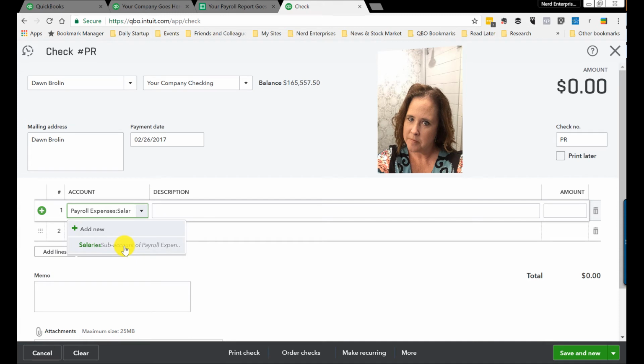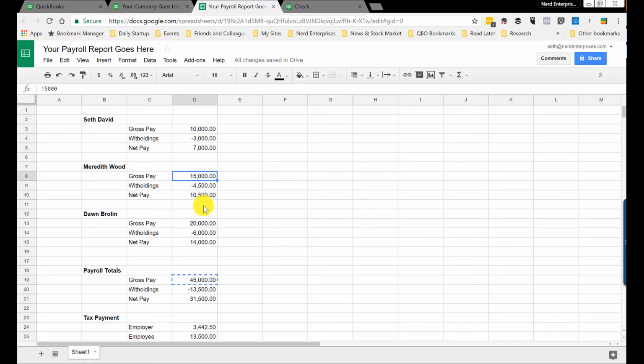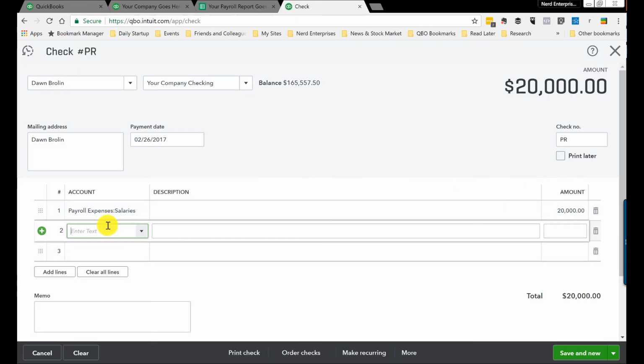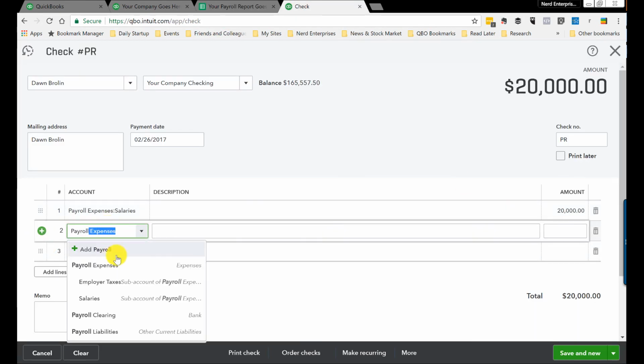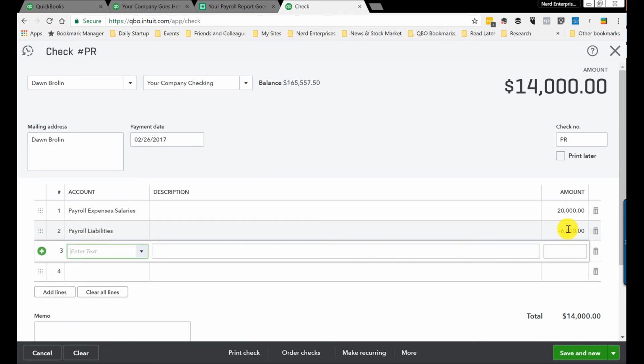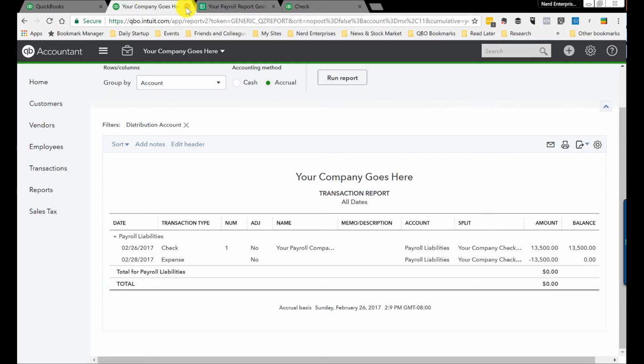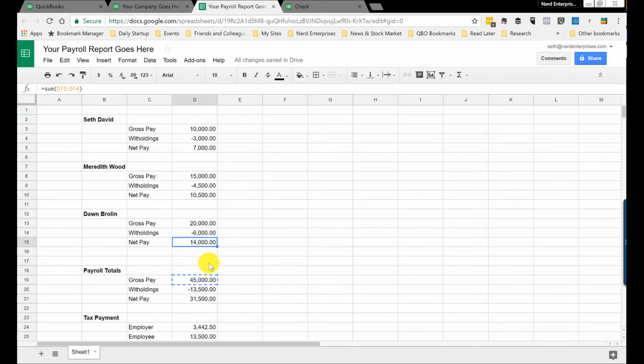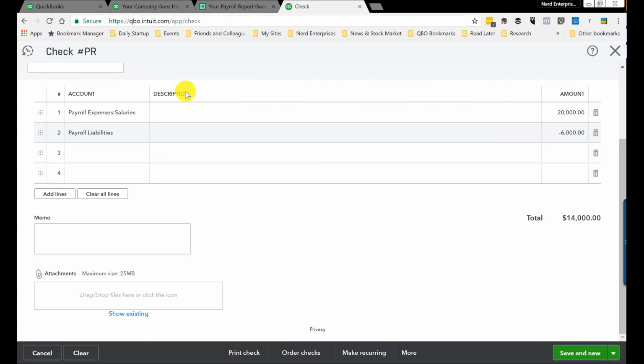Salaries. She gets 20,000, right? Yep, and then we take 6,000 out, for a net of 14,000. And when you're entering these, you should always check that their individual net pays agree, right? Because that's a good sign that you've probably entered this all correctly.